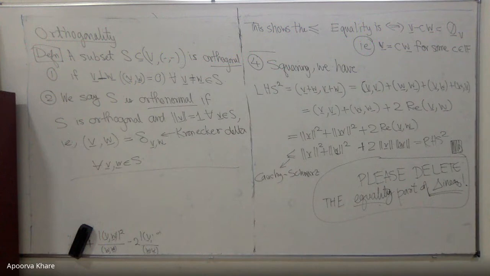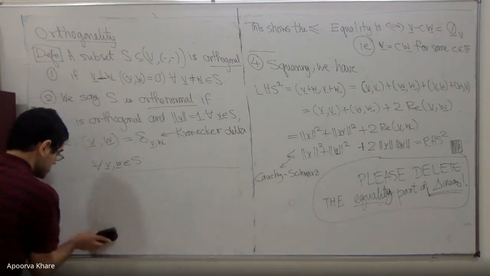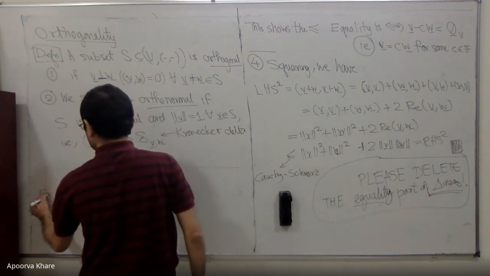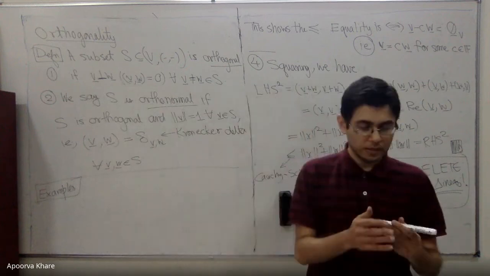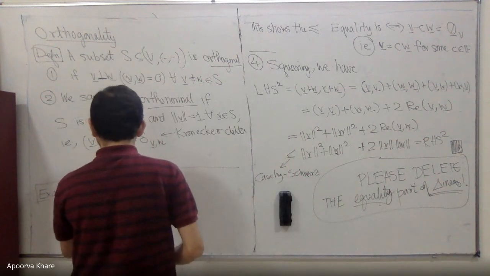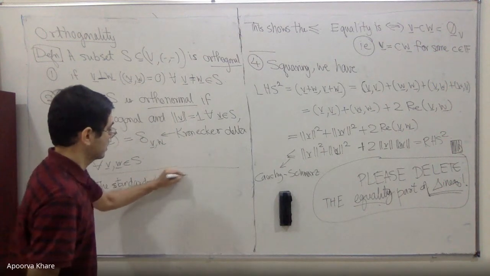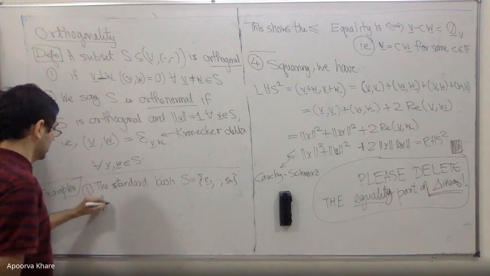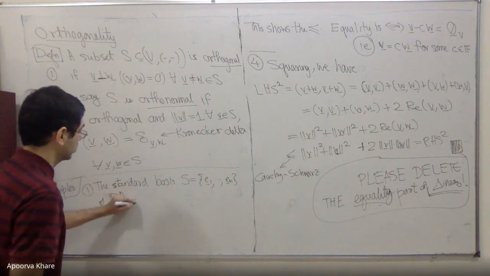So now, examples of orthogonal sets, not just two vectors. The standard basis in Rn or in Cn is so nice. It's not just a very convenient basis, it is also orthogonal. In fact, orthonormal. The standard basis of F to the n, where F is R or C, is orthonormal.